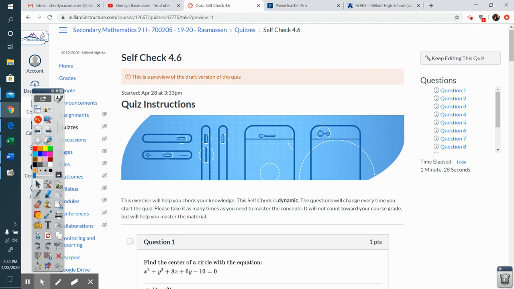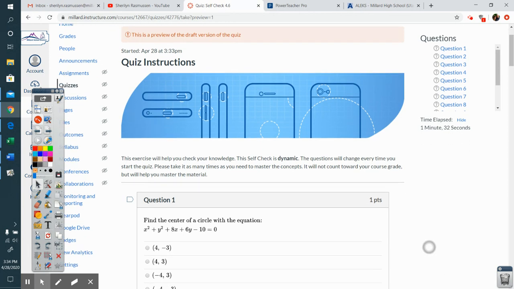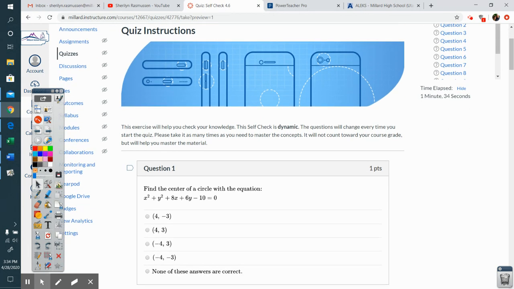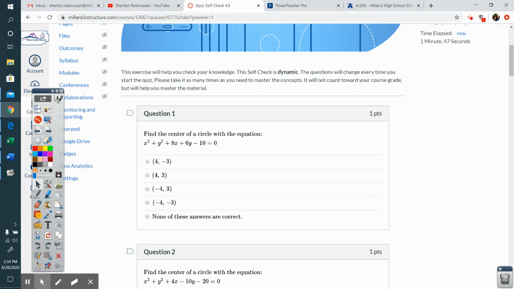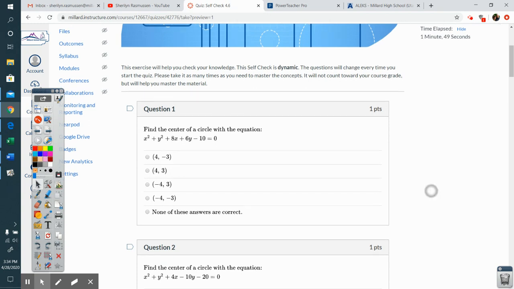All right, so for the self-check 4.6, this will probably take you longer than most assignments, but it's really important to know. It's part of our curriculum, and you will see some tests like this on an ACT test possibly, or whatever, but these are ACT-type questions about the equation of a circle. And so I just wanted to go over that.